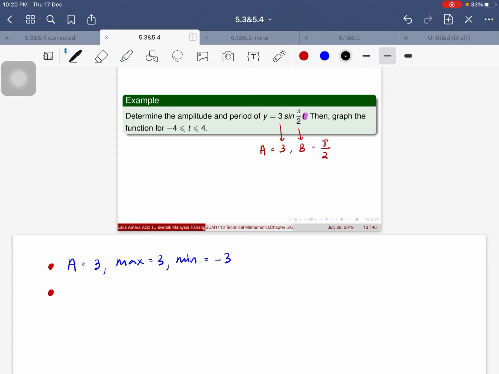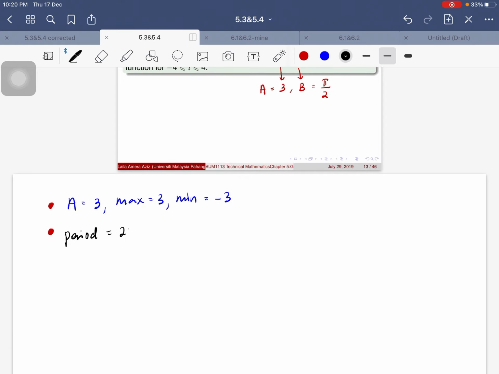The second characteristic will be concerning the b value, which is the period. Period is given by the formula 2 pi over b, and for this case it is going to be 2 pi over pi over 2. So it's going to be 2 pi multiplied by 2 over pi. So this pi, they're going to cancel each other. So basically my period is going to take a value of 4. So one curve is going to be from 0 until 4.